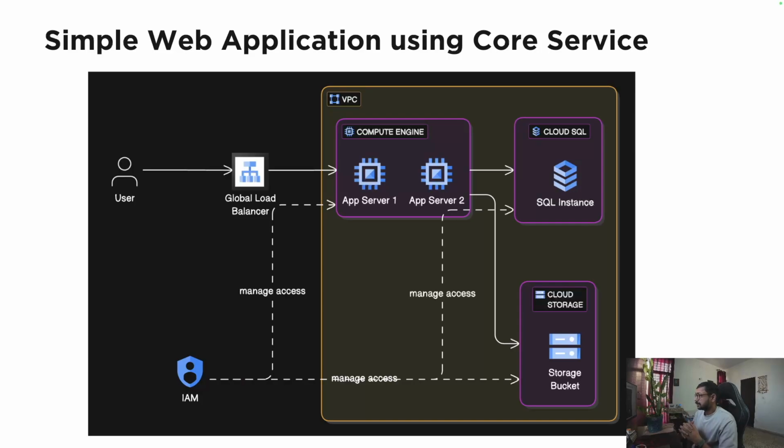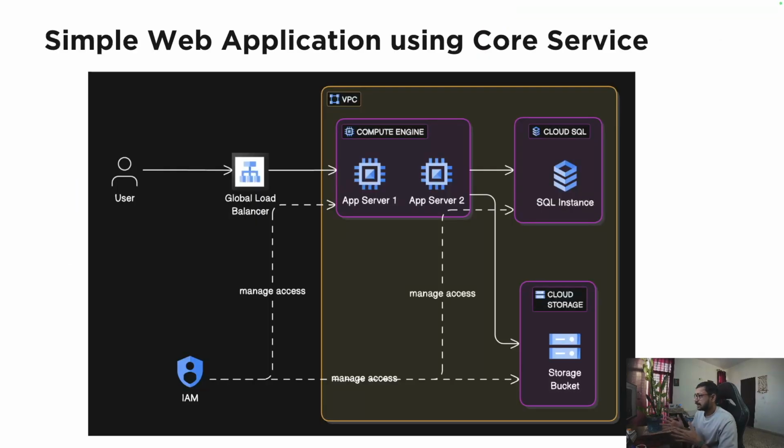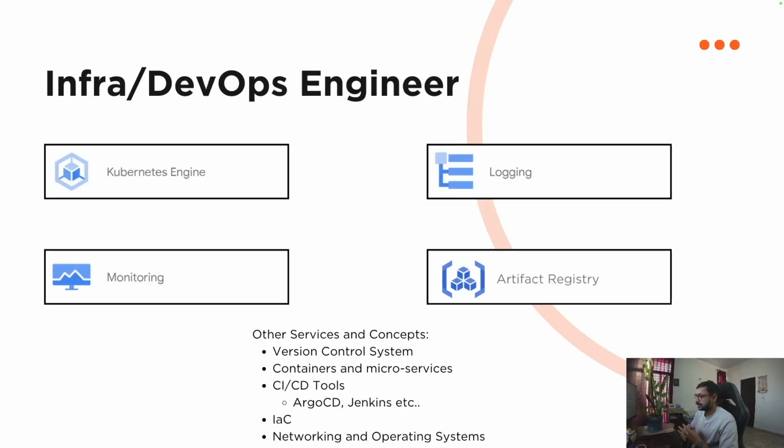I created a simple architecture using all those core services. You have the compute engines running inside a VPC, you have Cloud SQL, you have Cloud Storage, and then there's a user just accessing it. So it's a very simple web application. Once you have a hold of the basics of all these services, you can go ahead and implement something like this just to get a feel of how it looks. Once you're through this, let's dive into role-specific services that you should know.